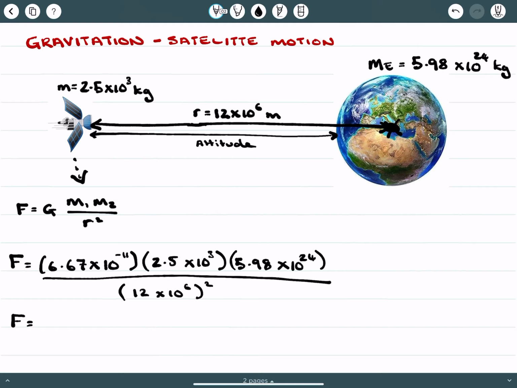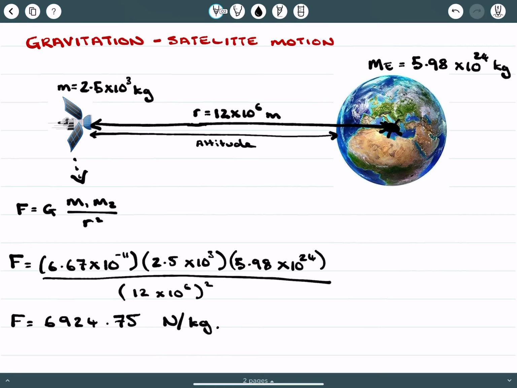And the force that we get here, so the attractive force between the Earth and the satellite, actually comes out, once we do our calculations, to 6924.75, okay, newtons per kilogram.